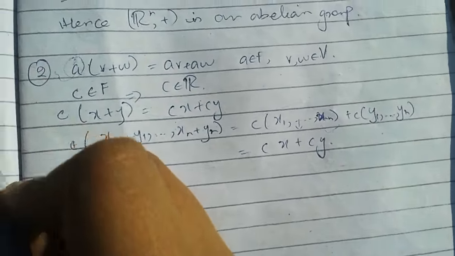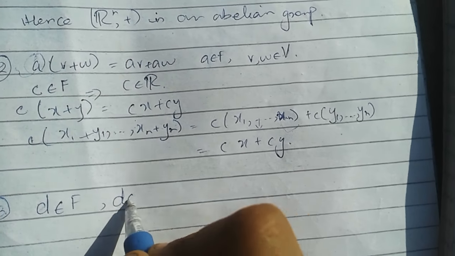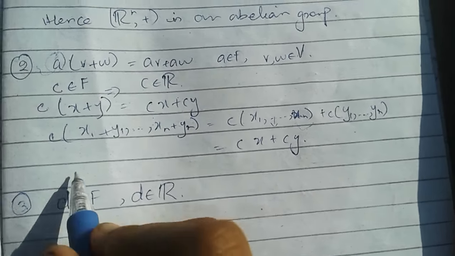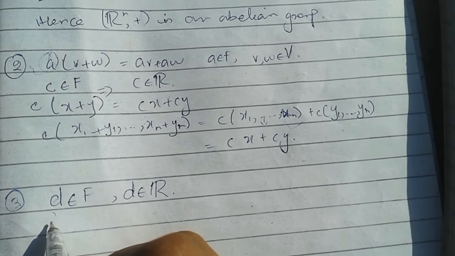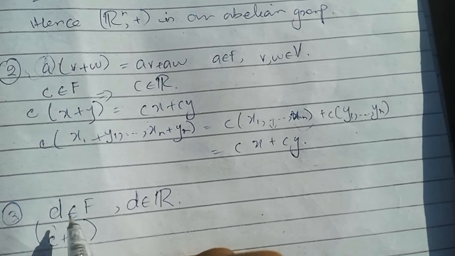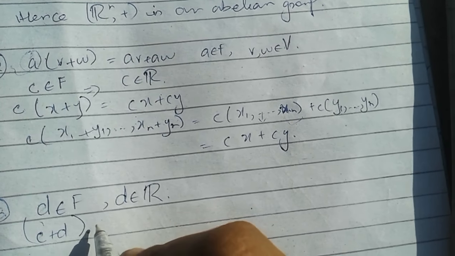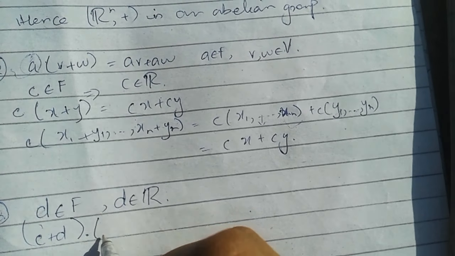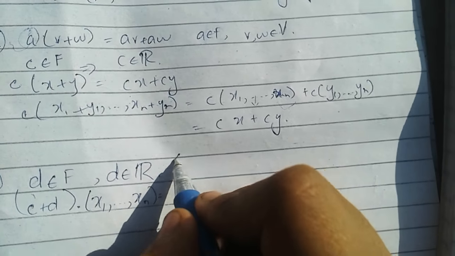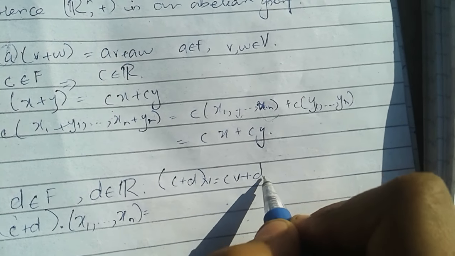The first element was c. Now let d be another element of the field, and d belongs to real numbers. So it will be (c + d) into v. V means any element of the given vector, that is, we will take (x1, ..., xn). The main law is (c + d)v should be equal to cv plus dv.